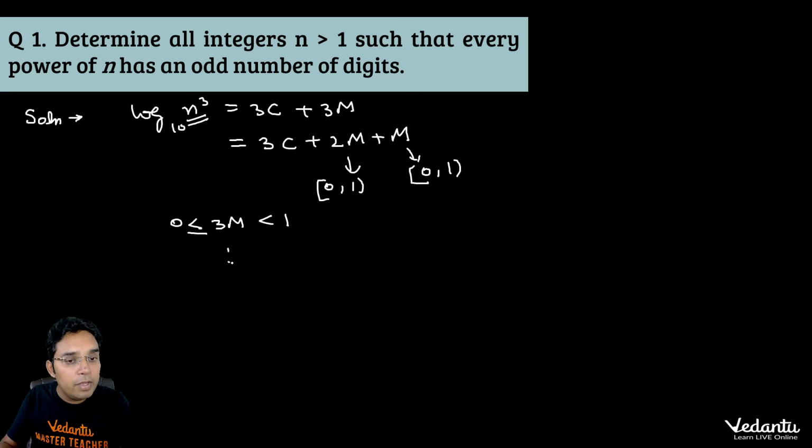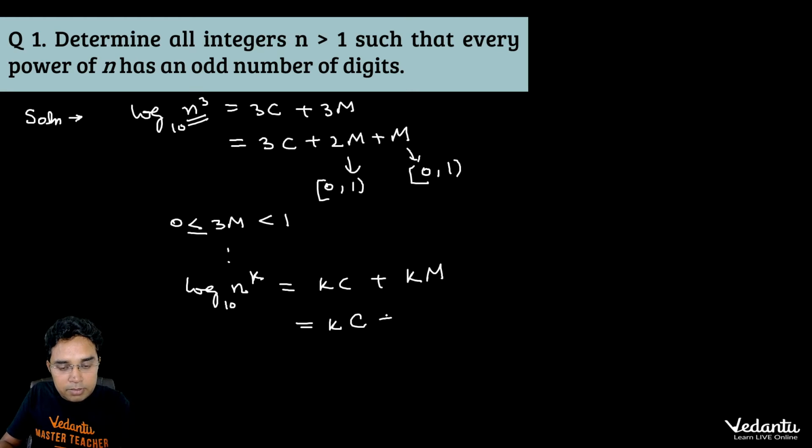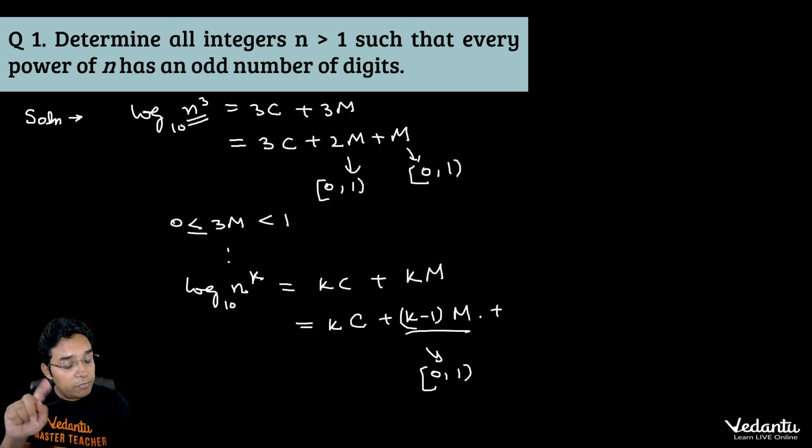Okay, and so on. Now you can see every time I increase the power of n, we will be getting kc plus k times m, and assuming that (k minus 1) times m was between 0 and 1, because whenever it crosses 1, that power of n will have an even number of digits. Plus m, this is also from 0 to 1.